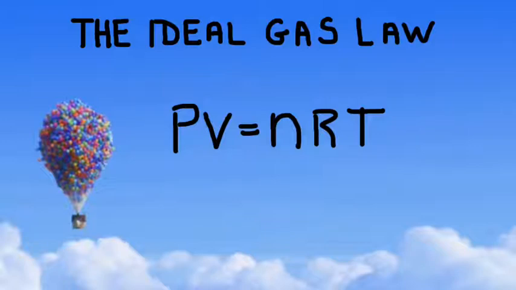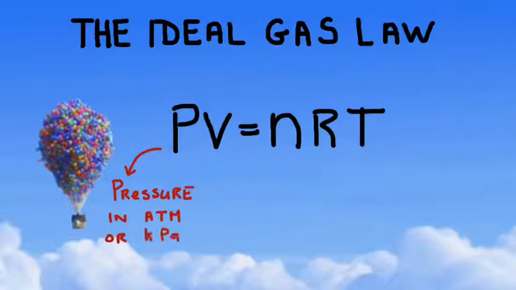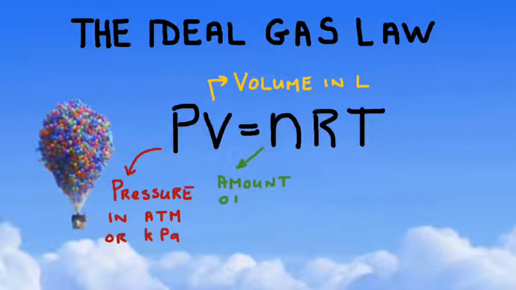The equation is PV equals nRT. P in this equation stands for the pressure, usually measured in either atmospheres or kPa. V is the volume, measured in liters. n is the number of moles of the gas you have, measured in moles. R is called the ideal gas constant.